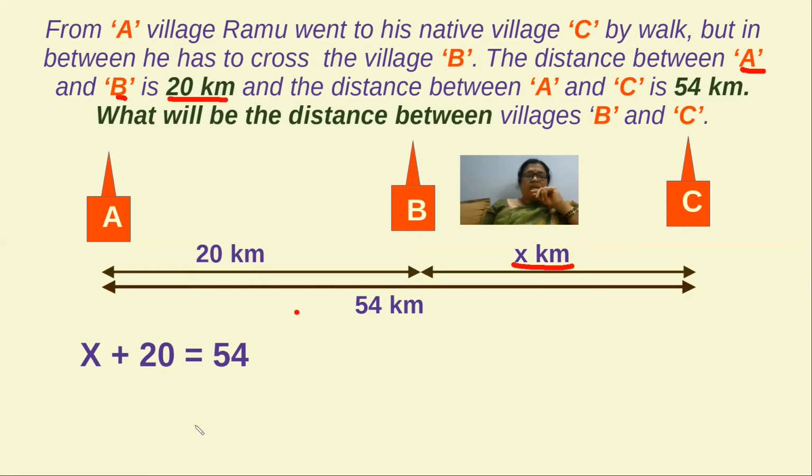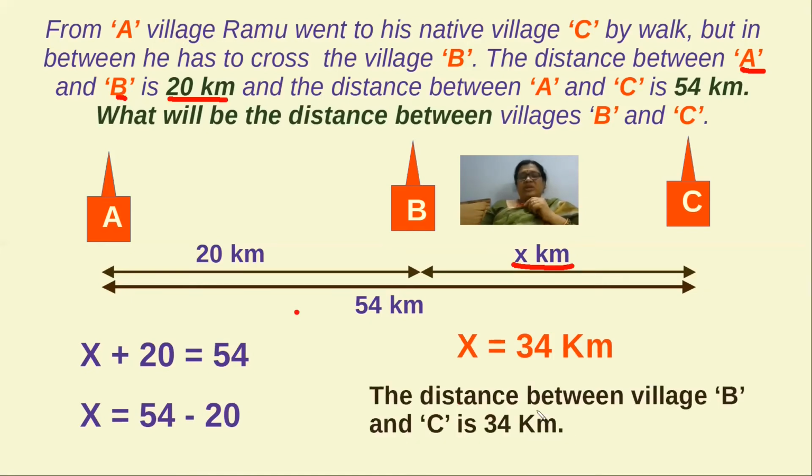Now we'll transpose the term to the right hand side. That is, we'll take 20 to the other side to become negative. 54 minus 20 is 34. So the distance between the village B and C is 34 kilometers.